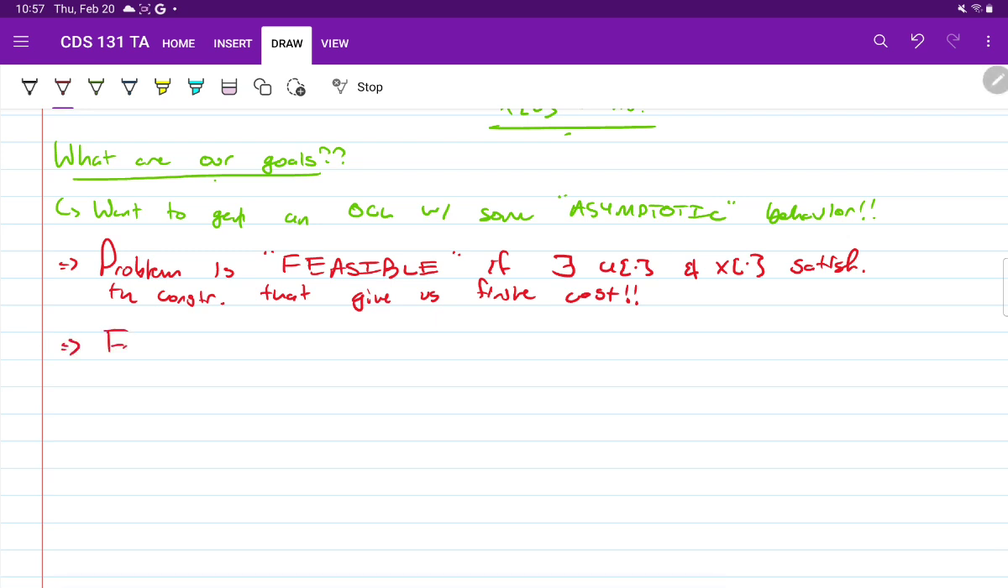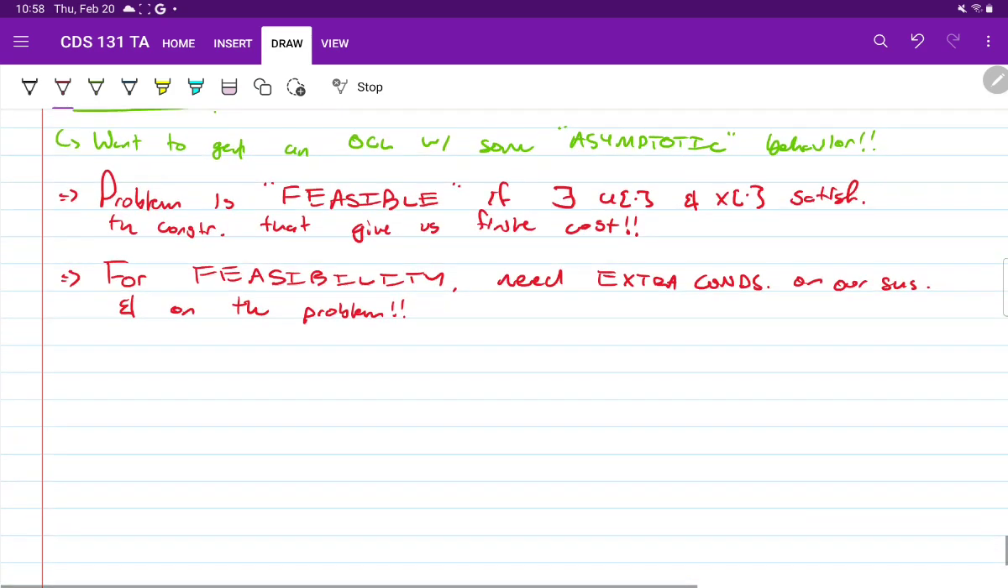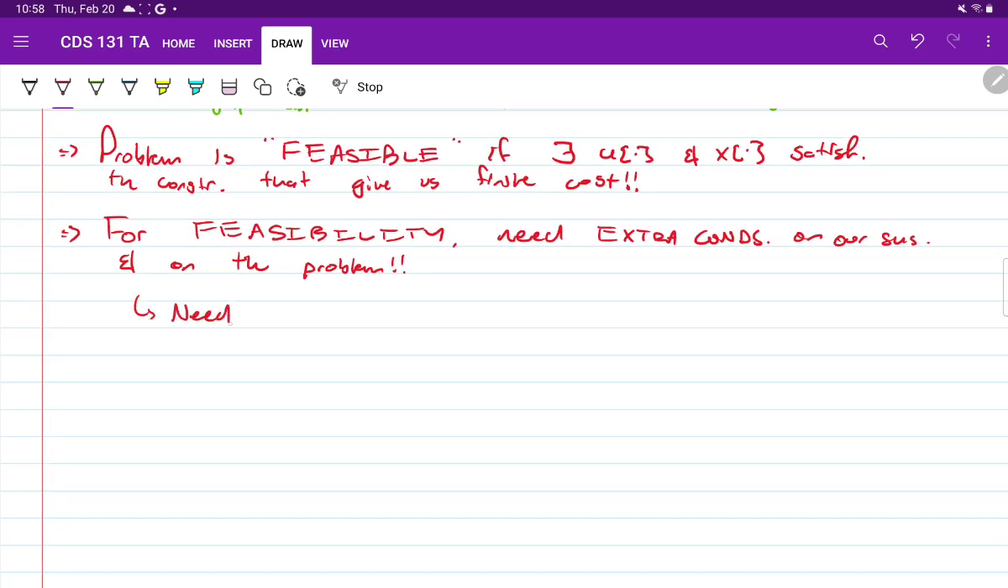So what we need, for feasibility, is extra conditions on our system and on the problem, okay? So if we want to obtain finite cost, what's one thing that we need? Well, we need that this term x_k transpose Q x_k will go to 0 as k goes to infinity for an input signal. Okay.